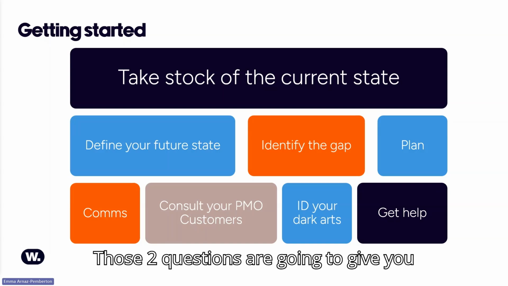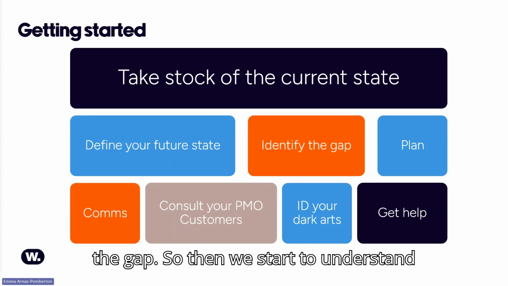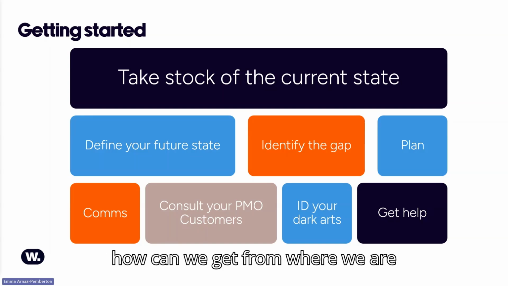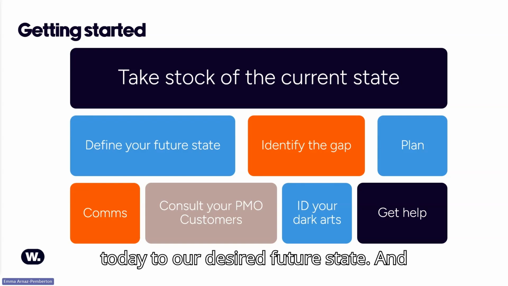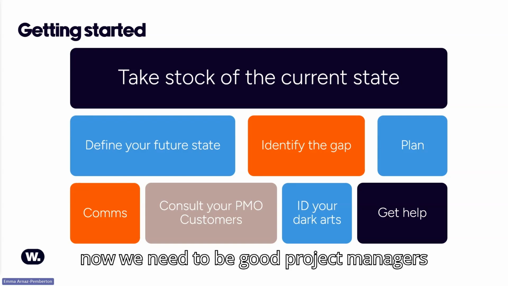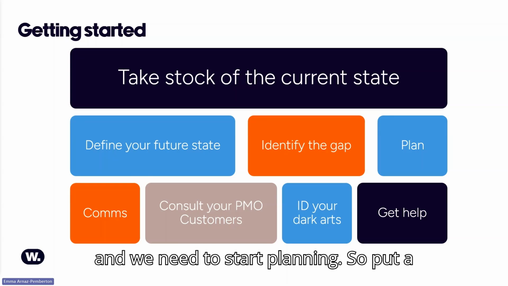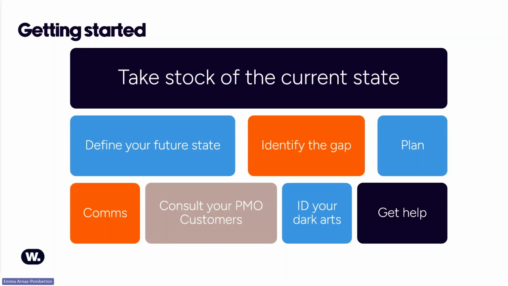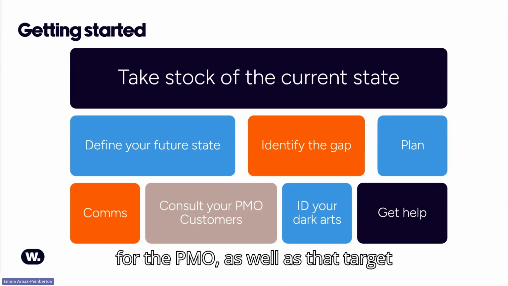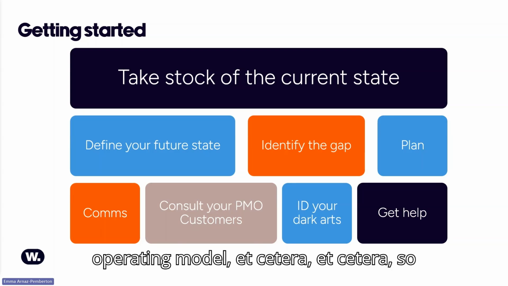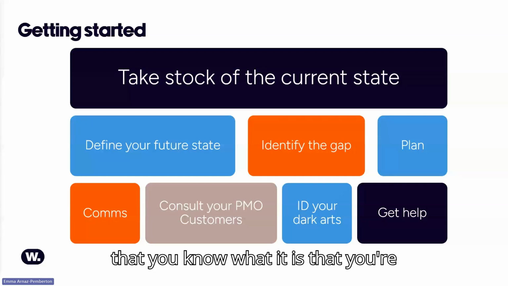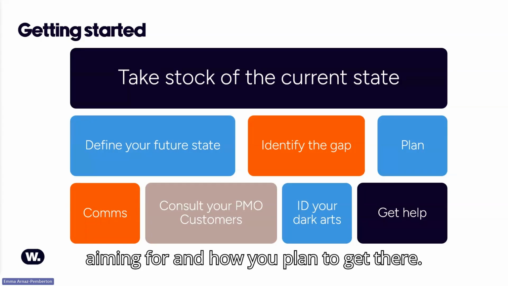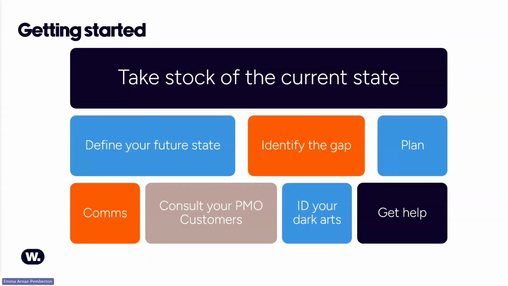Those two questions are going to give you the gap. Then we start to understand how we can get from where we are today to our desired future state. And now we need to be good project managers, and we need to start planning. So put a plan in place, create a learning strategy for the PMO, as well as that target operating model, etc., so that you know what you're aiming for and how you plan to get there.